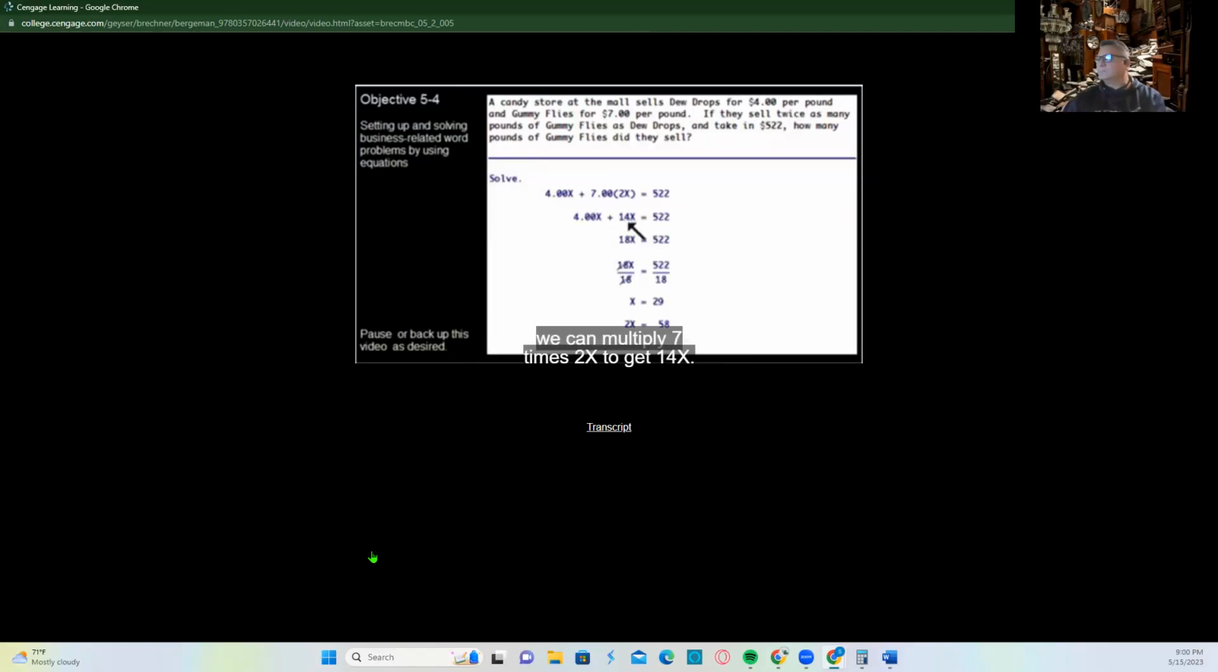Solving the equation, we can multiply 7 times 2x to get 14x. Now we can add 4x to 14x to get 18x. Our equation now is 18x equals 522. Dividing both sides by 18, we have 522 divided by 18. That's x equals 29. 2x then would be equal to 58. In this particular case, we asked for the number of gummy flies, and since that was represented by 2x, the store sold 58 pounds of gummy flies.